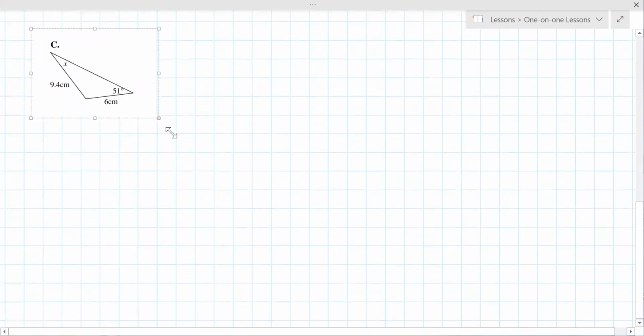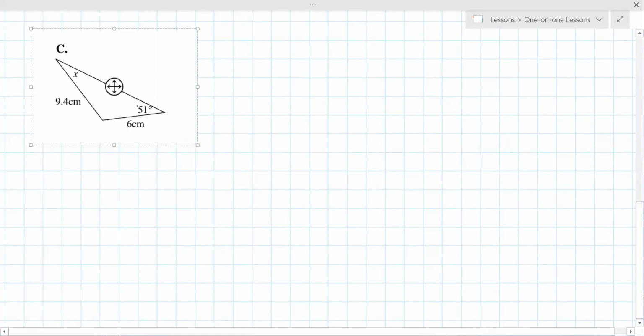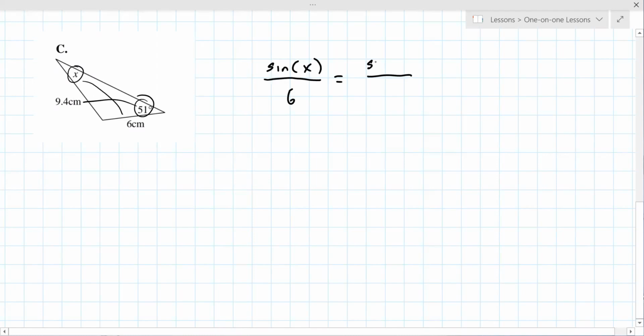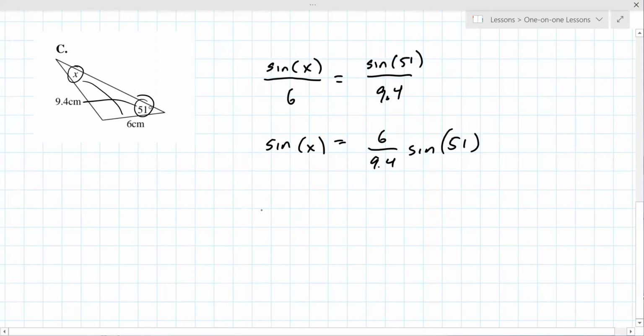Those are the two types of questions you might see. So again here, this angle x is across from the 6. So we have everything we need. We say the sine of x, putting the angle up top and the side on the bottom, equals sine 51 over 9.4. So you have to clear the 6 from the bottom. So it's 6 over 9.4 times sine of 51. And then that last step is you have to undo sine with sine inverse. So it's sine inverse of 6 over 9.4 sine 51.